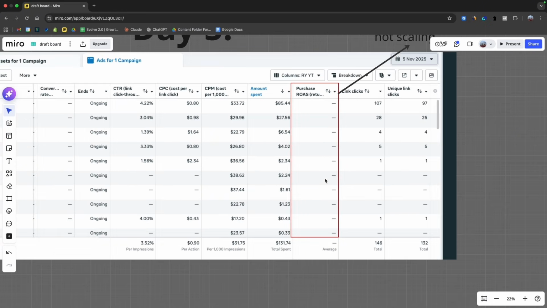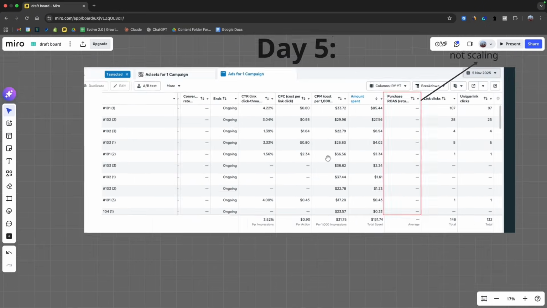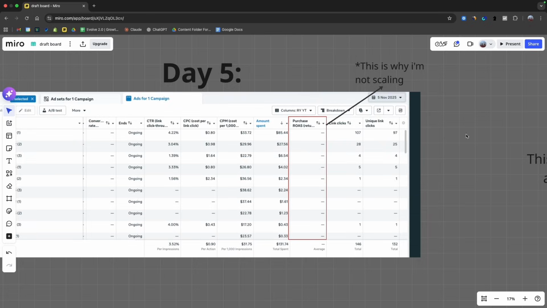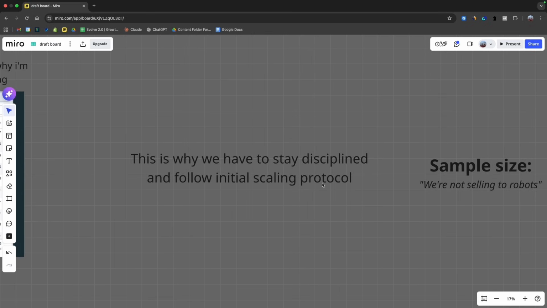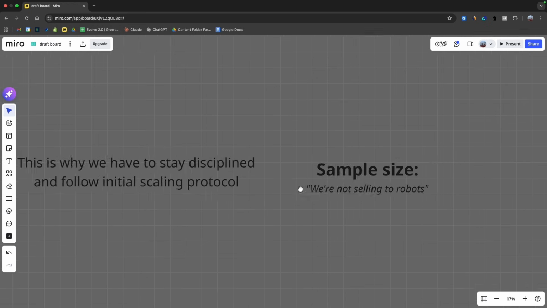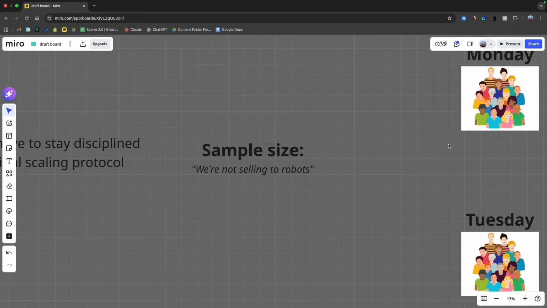And you can see here, this is exactly why I don't scale. ROAS got reset to 0. We didn't get any sales. That's why I'm not scaling. And to give you a bit more clarity on why it's so important to stay disciplined and follow this scaling protocol, it's all because of sample size. Like I said before, we're not selling to robots.